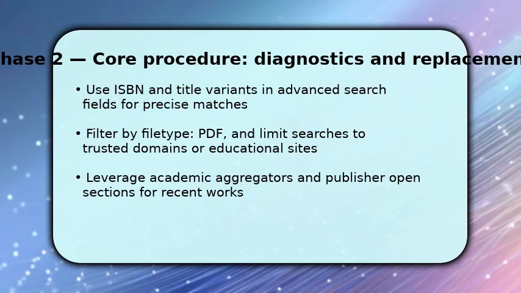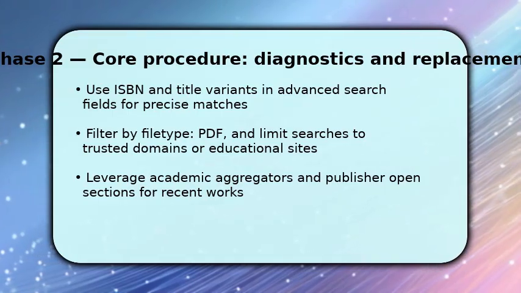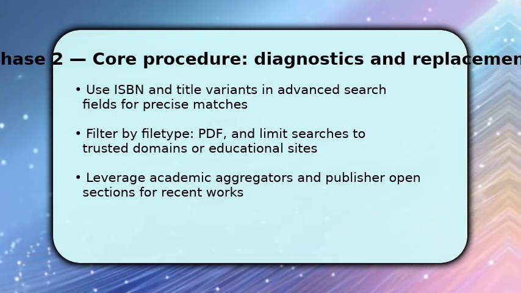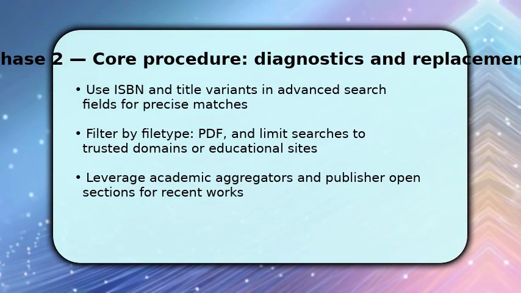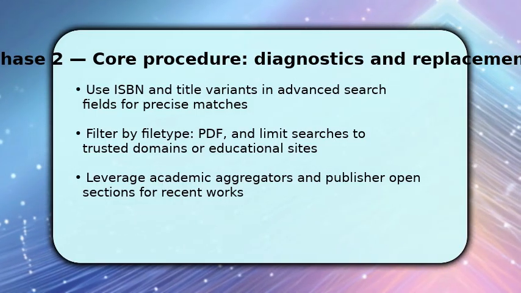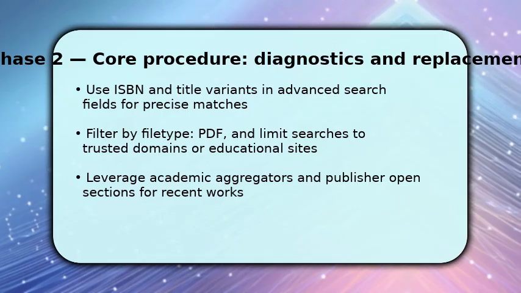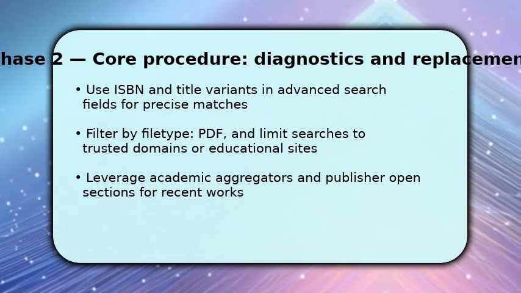Next, refine searches with precise identifiers because titles alone return noise. Use ISBN, exact title variants, and edition numbers in advanced search fields. This narrows results to the correct edition. Then, filter by file type PDF and restrict domains to trusted sources or educational institutions to reduce junk.